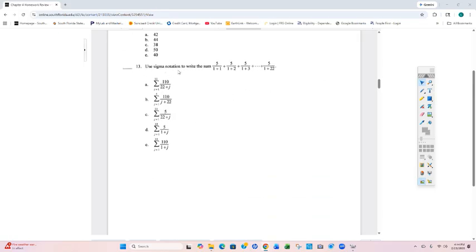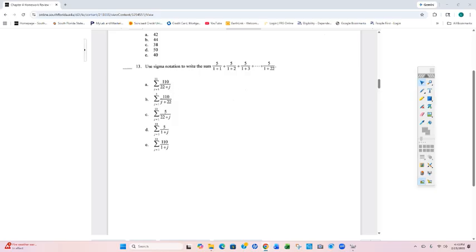Number 13, use sigma notation to write the sum of these fractions: 5 over 1 plus 1, plus 5 over 1 plus 2, plus 5 over 1 plus 3, plus the ellipsis, plus 5 over 1 plus 22. The answer choices: A is a sigma symbol with j equals 1 on bottom, 22 on top. Then the expression is a fraction, 110 in the numerator, 22 plus j in the denominator.